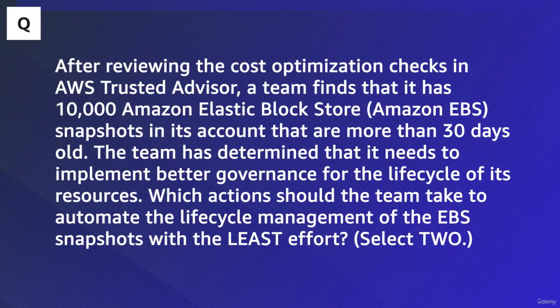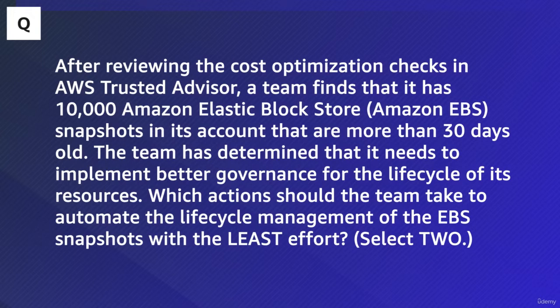All right, let's take a look at the next sample question. The stem reads, after reviewing the cost optimization checks in AWS Trusted Advisor, a team finds that it has 10,000 Amazon Elastic Block Store snapshots in its account that are more than 30 days old. The team has determined that it needs to implement better governance for the lifecycle of its resources. Which actions should the team take to automate the lifecycle management of the EBS snapshots with the least effort?